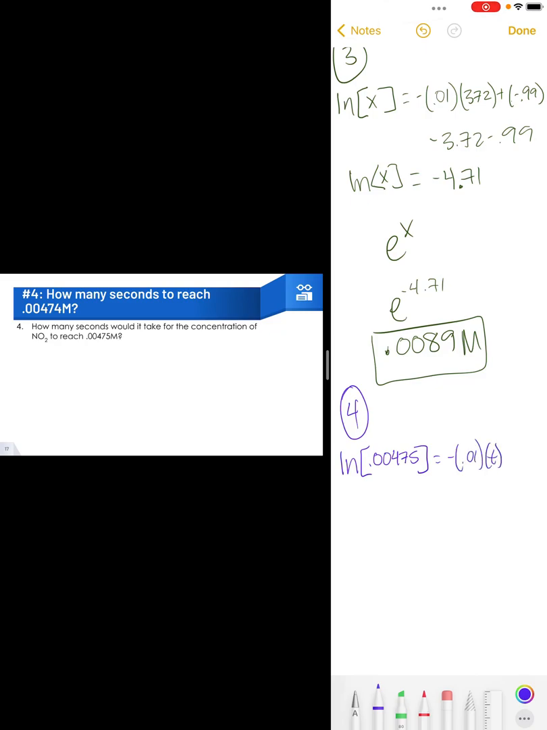This time I don't know the time. And that natural log is still 0.99. Just took that from here. Okay, so I'm going to do ln of 0.00475, negative 5.35.